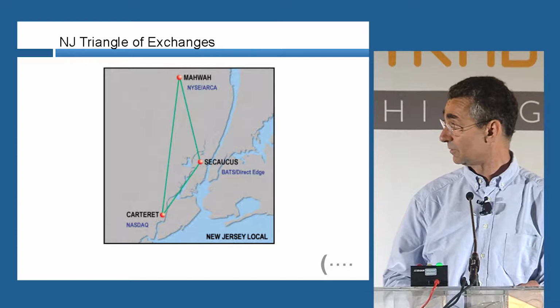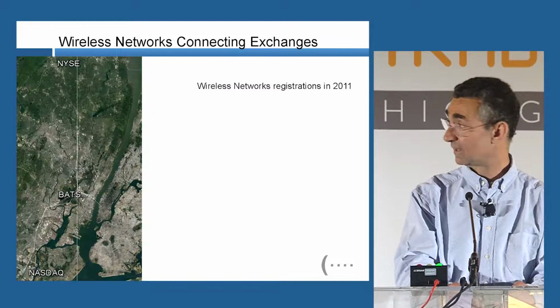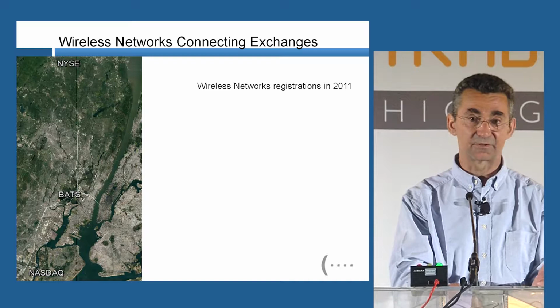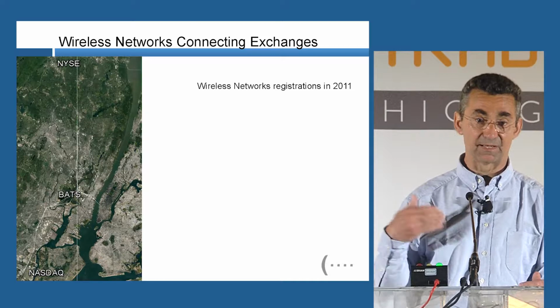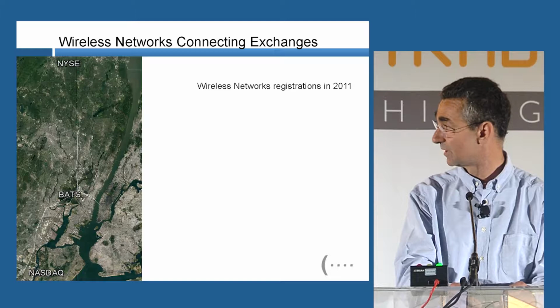So let's look at data coming from Carteret and going to MAWA and Secaucus, and let me guide you through a little bit of memory lane and the state of filing of frequencies. Today, essentially all the services use E-band. Some use E-band and lasers, like Inova has a combined thing between E-band and laser, but everybody's using E-band. So that was 2011, and I will zoom through time very quickly. That's 2012, that's 2013, that's 2014.